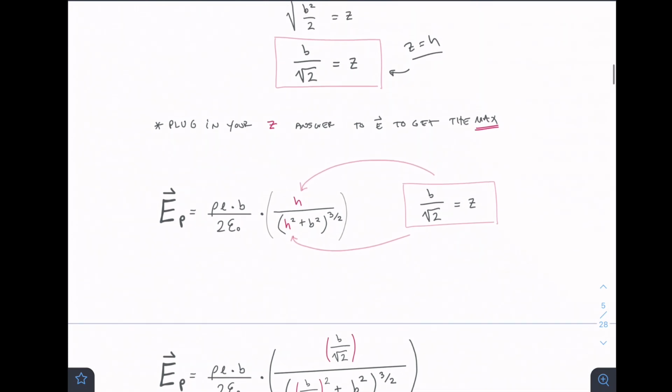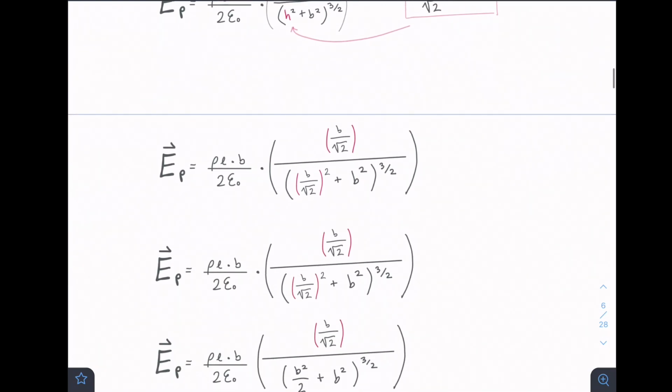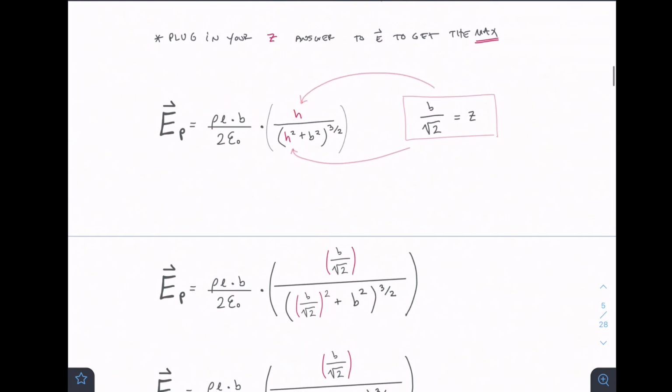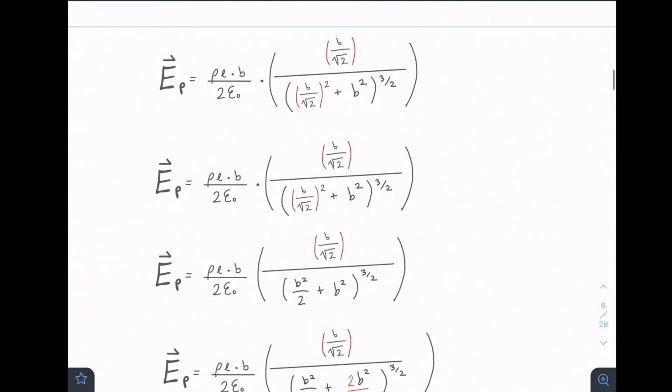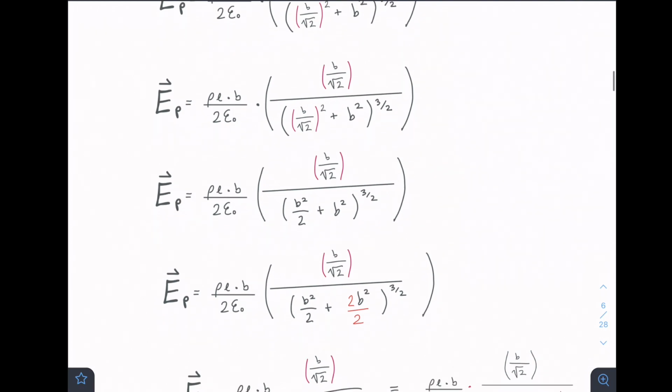So we're plugging this back in to E. Okay, so we plug that back in, and again, we're going to get deep into the algebra here. So we plug this in for our z value, and I'll just write z is equal to h. Z equals h, so just remember that throughout this problem. So we have b squared over 2, so that turns into b squared over 2 plus b squared to the 3/2 over, and then b over the square root of 2.